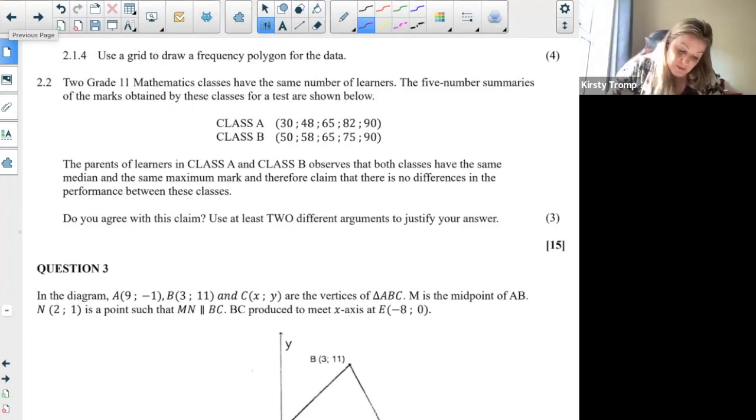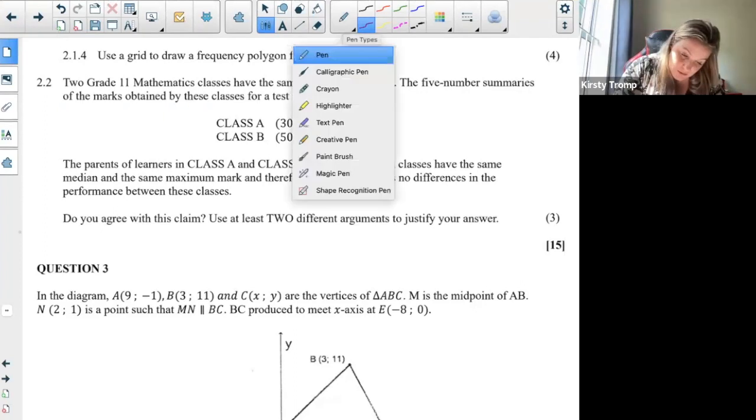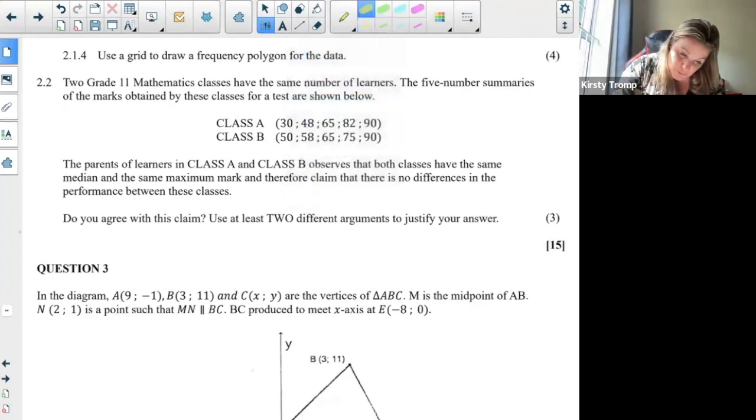The parents of the learners in class A and class B observe that both classes have the same median. All right, so the same median, that's our middle number, and the same maximum mark. So let's go and look at that quickly. Both classes have the same median, there they are, and they have the same maximum mark. And therefore they claim that there's no difference in the performance between these classes. Do you agree with these claims? Give at least 2 different arguments to justify your answer.